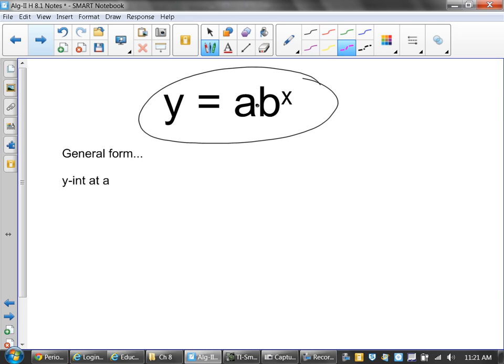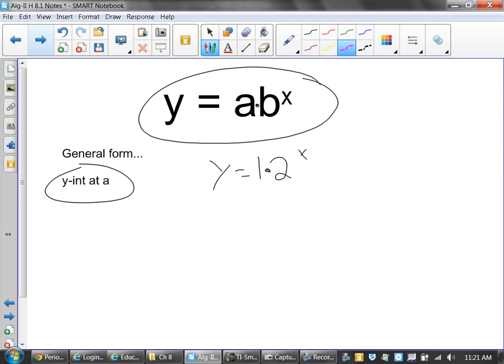This value of a is always your y-intercept. I want you to think about it. This is called a parent function. Now think back to the problem we just had up there. Y equals 2 to the x. I did not have anything written there with the value of a, did I? What's the value of a then that you don't see? 1. Very good. It's 1 times 2 to the x.